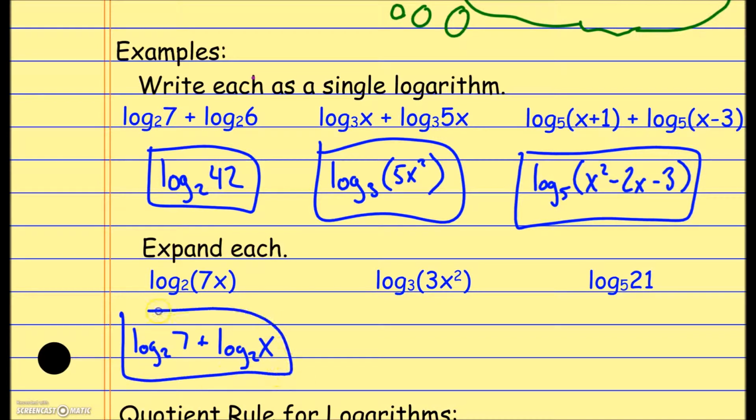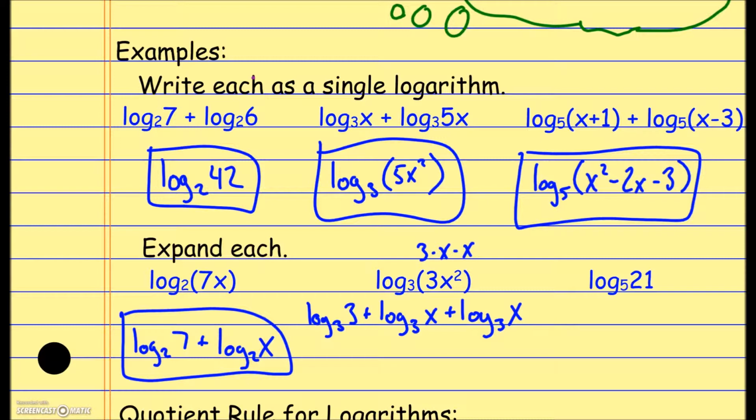Okay? Same thing here. I have three things being multiplied. When you think about it, it's 3 times x times x. So I'm going to write it as three logarithms being added. I'm going to do log base 3 of 3 plus log base 3 of x plus log base 3 of x. Okay? And there are a couple other things that we can do with this when we look a little bit closer.